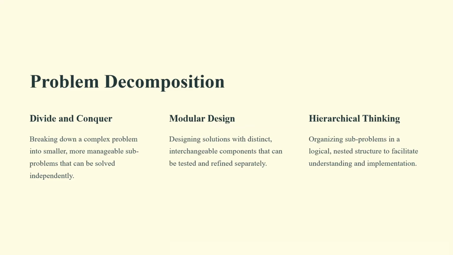Then we have hierarchical thinking. In this step, you are able to organize your work into sub-problems in a logical, nested structure to facilitate understanding and implementation. You might want to know what exactly the word nested means. Nested is having something put inside something else, when things are in layers. An onion is nested: from one layer, you meet another layer, and another layer. That is basically what a nested structure is.